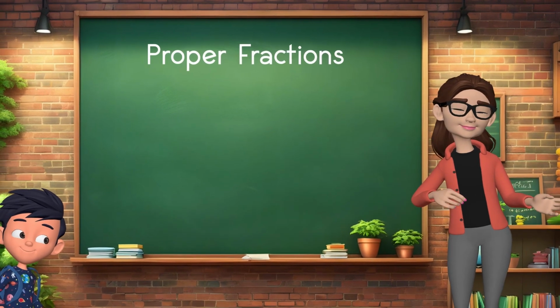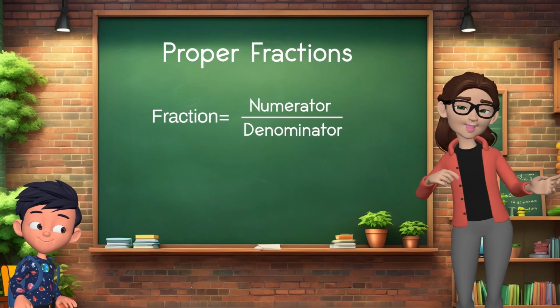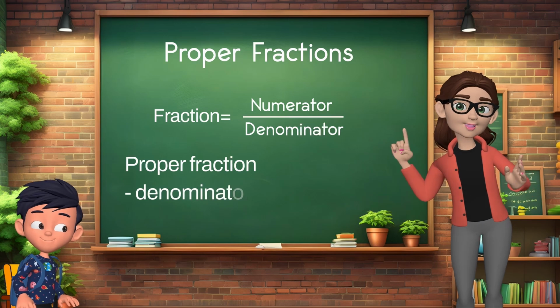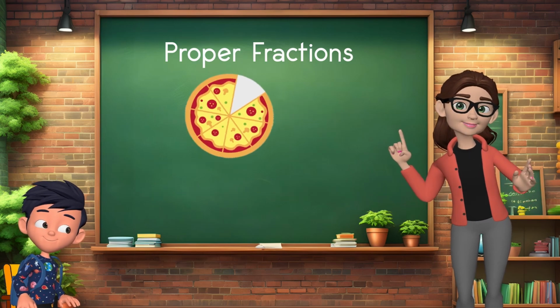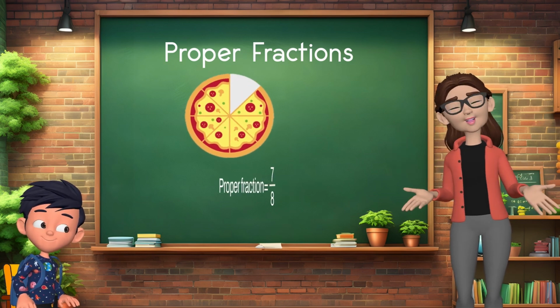Proper fraction. We have already seen that fraction is defined as numerator divided by denominator. Fractions in which denominator is greater than numerator are called proper fractions. An 8-sliced pizza with a missing slice is an example of proper fraction and it is 7/8.